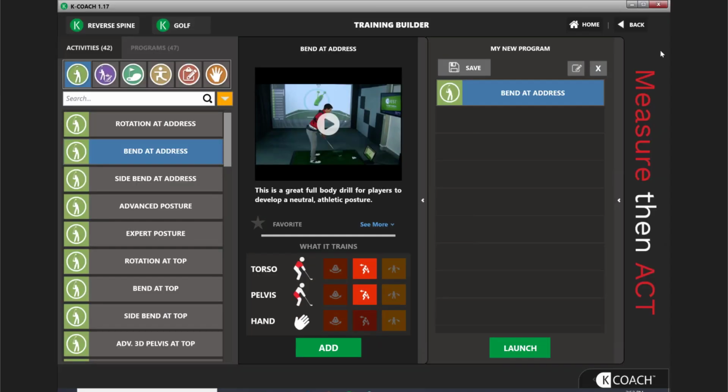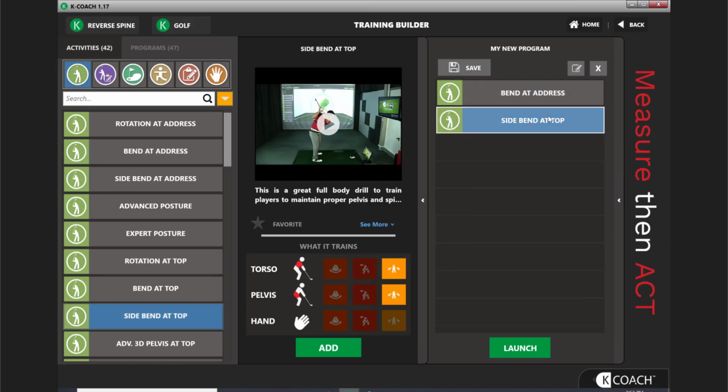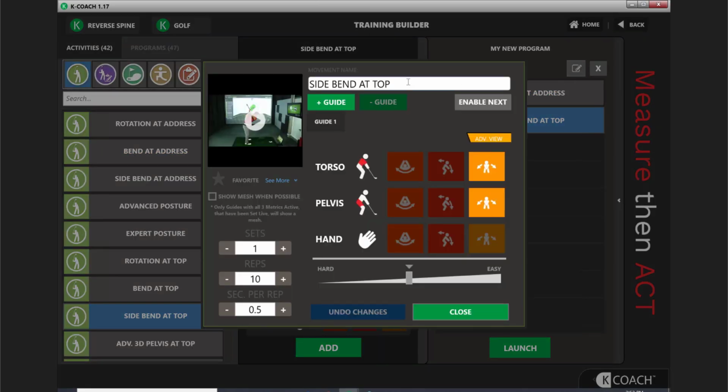So pay attention to that. I would start with bend at address. Then, as you know from the last one, I like to do something between address and top because there's so much space in there that you can start the pattern off better rather than waiting till you get to the top. So I'm going to load up side bend at the top, and then I'm going to go in and edit this, and I'm going to go side bend, half back. So let's call it lead arm parallel to the ground.